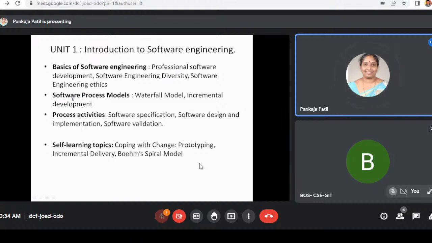The second point is software process models. To develop a software, you need to follow some steps. Those steps start from requirement collection from the customer. The second step is to prepare the software requirement specification document, in which you are going to record all the requirements of the customer. The third is the software design, using high level design as well as low level design. There are different design techniques available, so you need to design the software.